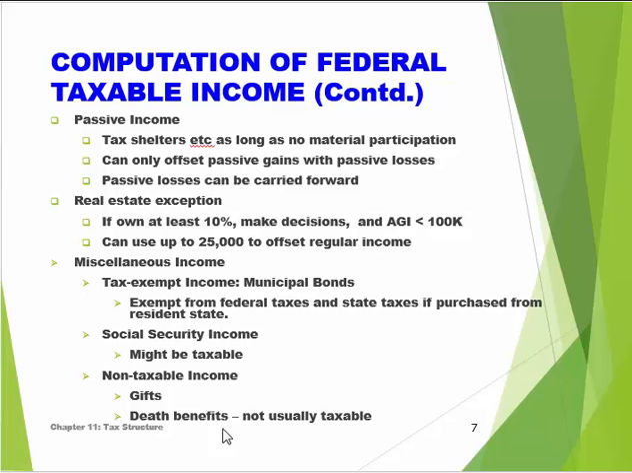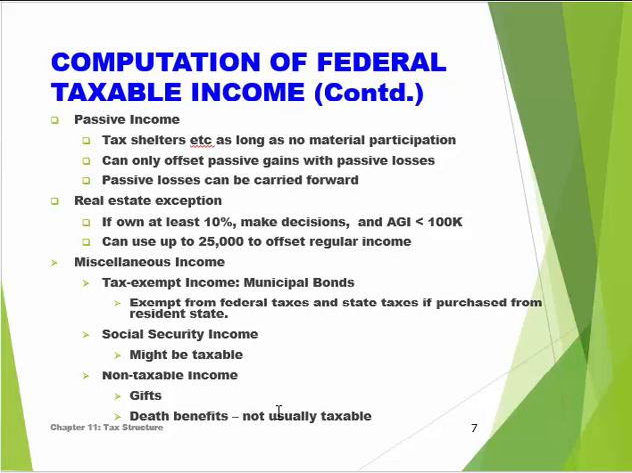Miscellaneous types of income that you can have taxes on: tax-exempt income from municipal bonds. Typically, you don't pay federal taxes. And in fact, if you buy municipal bonds from the state in which you live, there's no federal or state taxes. Social Security income might be taxable, depending on how much income you make.